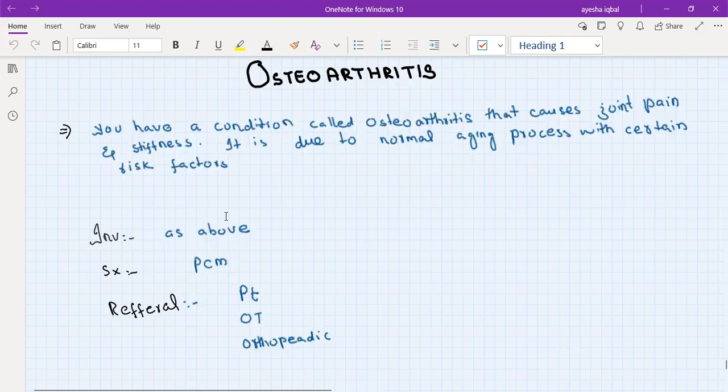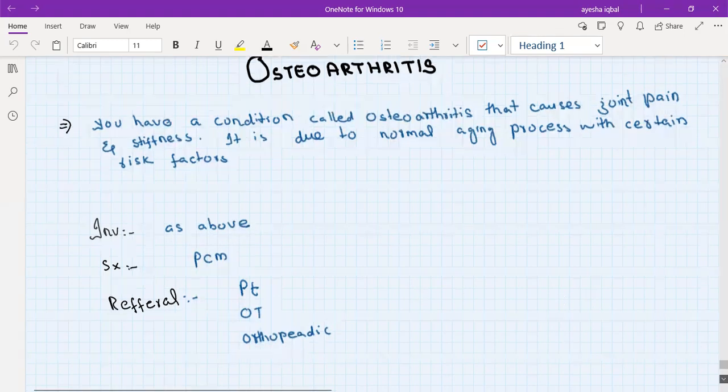Investigations are as above. Everything else will be negative: inflammatory markers, ANA, anti-CCP, everything will be negative. Only the X-ray will show degenerative changes. Symptomatic treatment here is paracetamol. There is no specific treatment as such for osteoarthritis, but you will refer to a physiotherapist, an occupational therapist, and if their condition is really bad, you will refer them to an orthopedic specialist for joint replacement. Okay. So this was all about osteoarthritis.